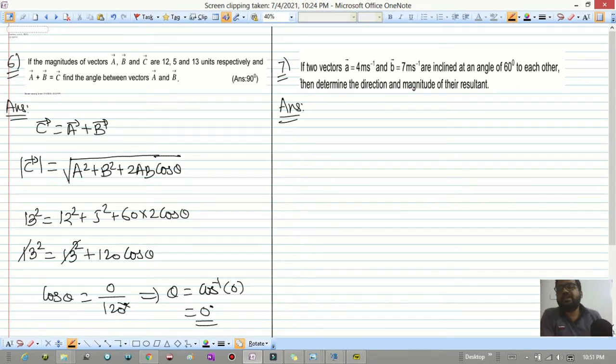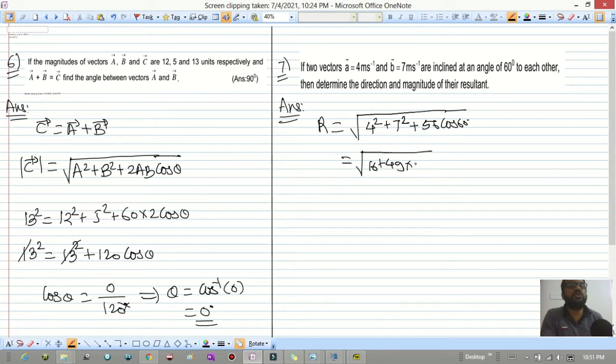Next question, seventh question: if two vectors A bar and B bar given are inclined at 60 degree to each other, then determine the direction and magnitude of their resultant. So we want the direction and magnitude of the resultant. So resultant, we know that R is equal to root of A squared, that is 4 squared, plus B squared, that is 7 squared, plus 2AB. 7 4s are 28, 56 cos 60 degree. So which is equal to 4 4s are 16 plus 49 plus 28, because cos 60 is 1 by 2.